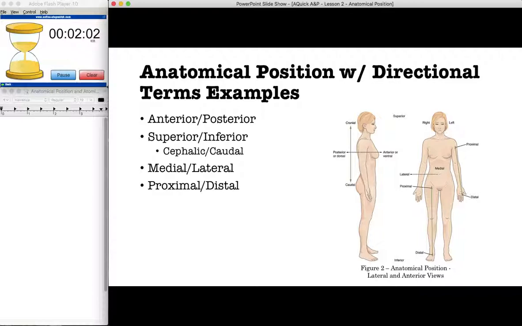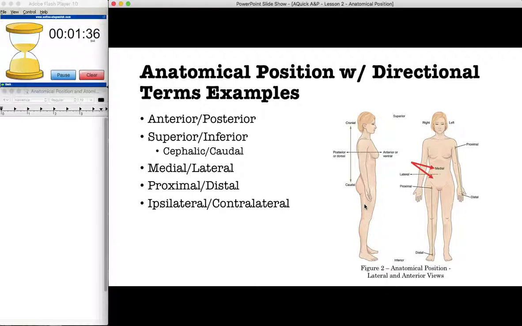Proximal means closer or near to a point of attachment or trunk. So we have the femur is proximal to the ankle. It's closer than the ankle is to the trunk. Distal, opposite proximal, is farther away from the point of attachment. So the carpals, or wrist, are distal to the humerus. That's the arm bone there.